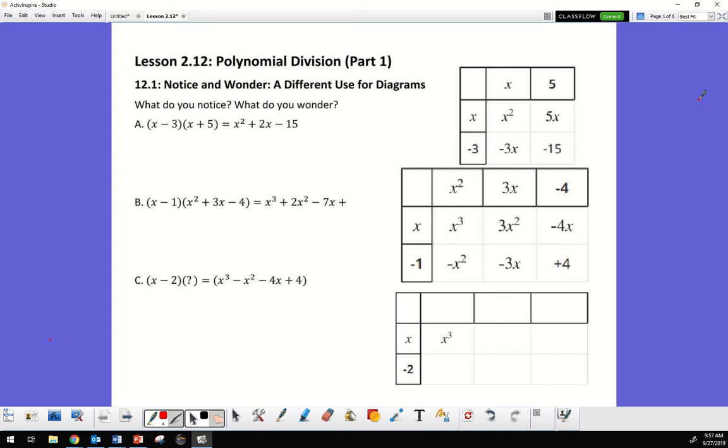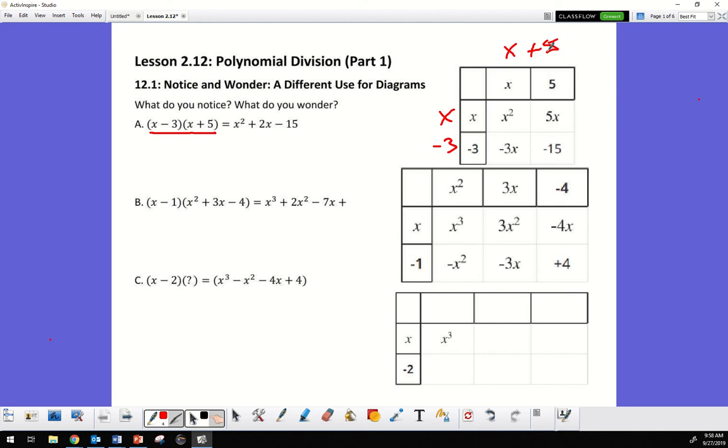Okay, so this is a notice and wonder. So use four different diagrams. What do we notice here? If we're looking at this problem right here, what do we get from this information? If I'm looking, I got x and minus 3 here, right? And what do I got up here? Hey, there's the x plus 5.